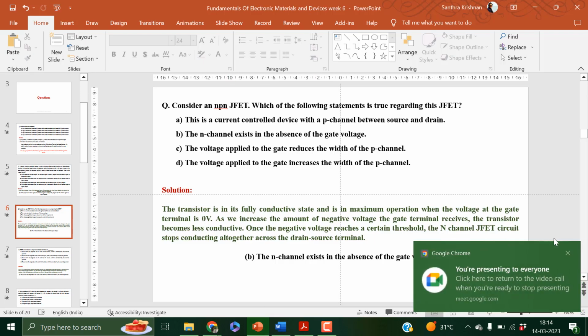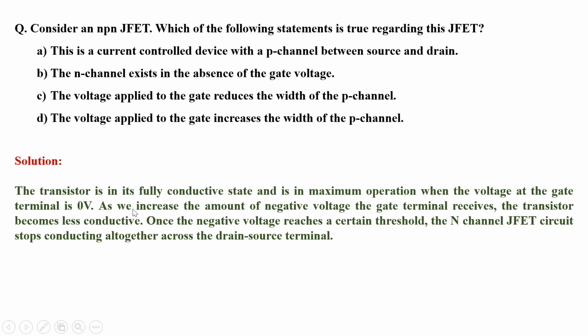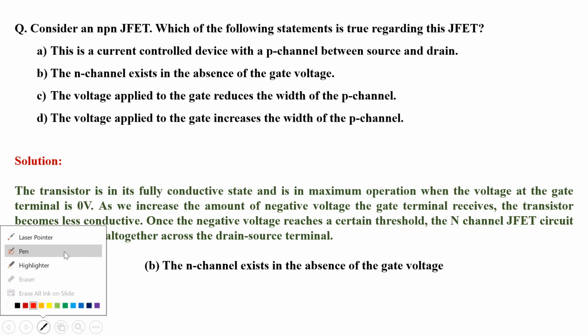Now we'll go back to the question. So basically, the answer would be what she just mentioned. The transistor is in a fully conductive state and in maximum operation when the voltage at the gate terminal is 0 volt. As we increase the amount of negative voltage the gate terminal receives, the transistor becomes less conductive. Once the negative voltage reaches a certain threshold, that is the pinch off, the N-channel JFET stops conducting altogether across the drain source terminal. So the answer is option B: N-channel exists in the absence of the gate voltage. So it's based on the source whether we say it's an N channel or a P channel. Is it clear now?